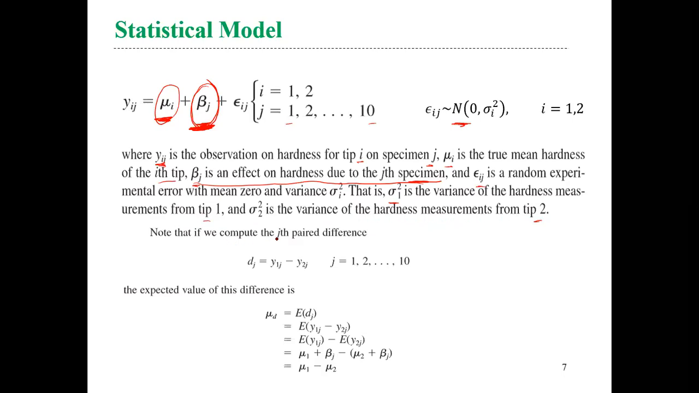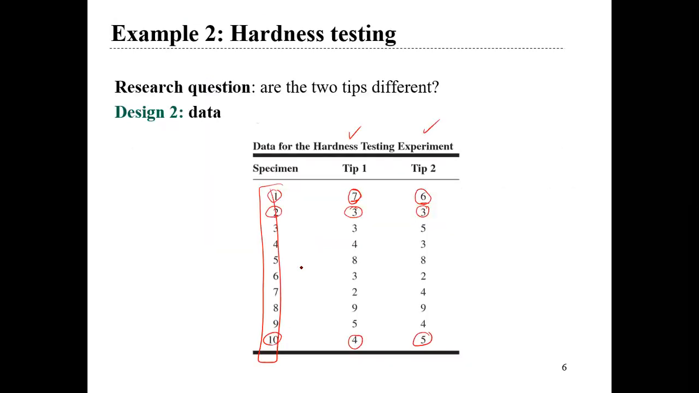Note that if we compute the j-based paired differences, the difference d_j will be y_1j minus y_2j. So this will be d_1, d_2, d_3 to d_10. We're going to work with these differences. So this d_1 is this one minus this one. This one is y_11. This is y_12, and so on.